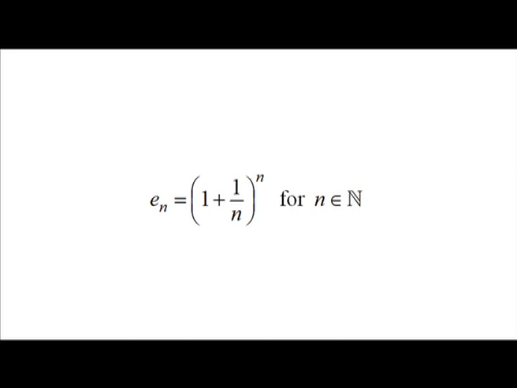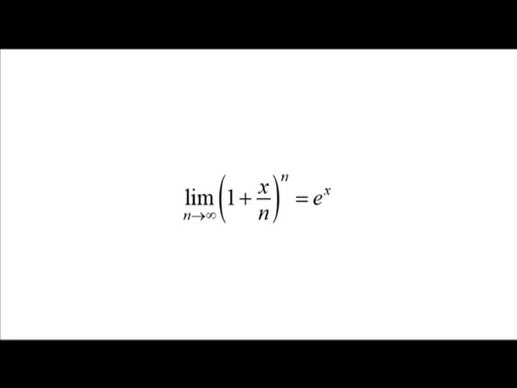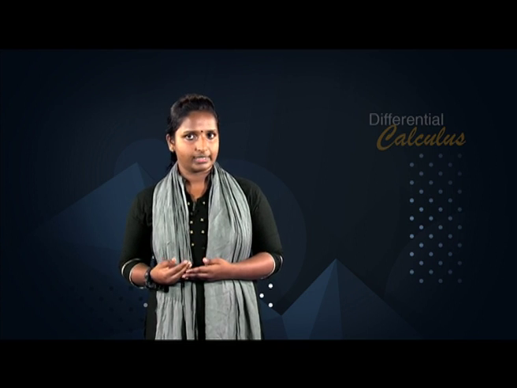Let En equal to 1 plus 1 upon n whole power n for n in N with x equal to 1. Then the formula limit of 1 plus x upon n whole power n as n approaches infinity is e raised to x. This shows that the sequence En is convergent and its limit is e. The limit of the sequence is the famous Euler number e, whose approximate value is 2.71828182459045 etc. We note that e is an irrational number.